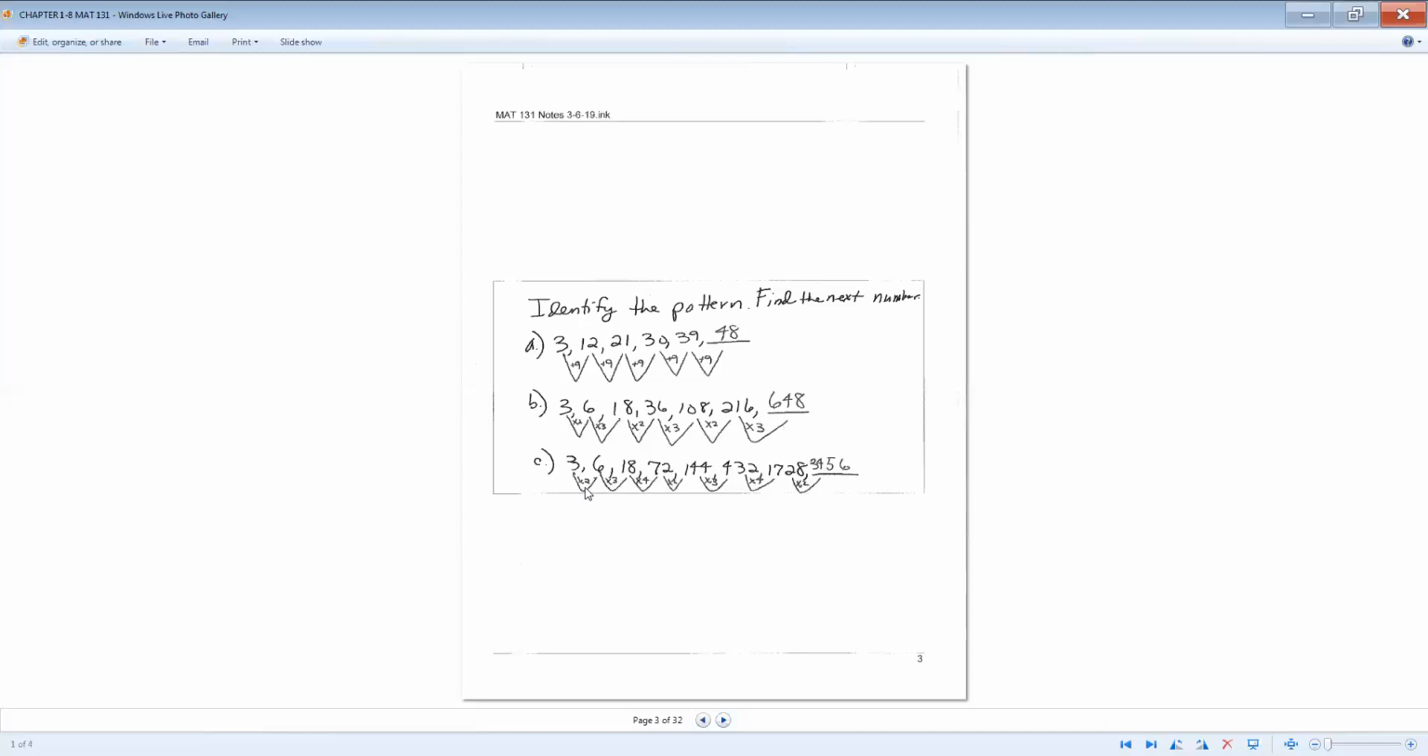Next one, you'll multiply by 2, multiply by 3, multiply by 4. Then we see we multiply by 2, 3, 4. Again, we have that same pattern. So you multiply the last number by 2, and that gives us 3456.